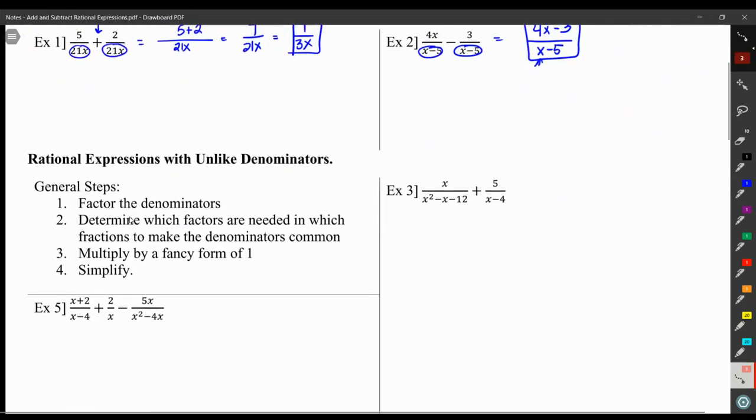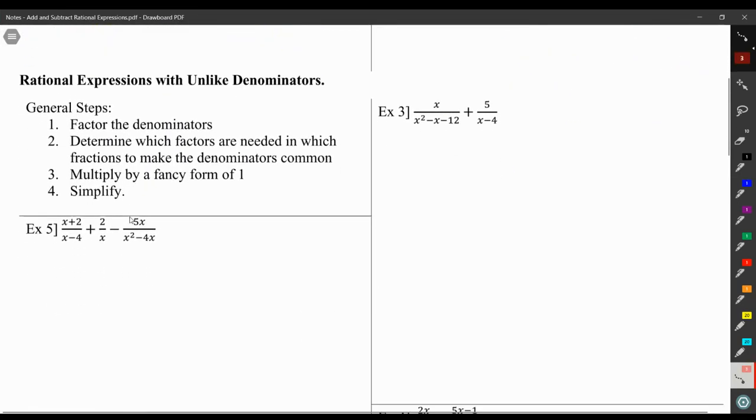Let's look at rational expressions with unlike denominators. So this is mainly what you're going to be seeing. So here are your 4 general steps. Step 1 is to factor the denominators. This way we can see exactly which pieces should be included to create common denominators.